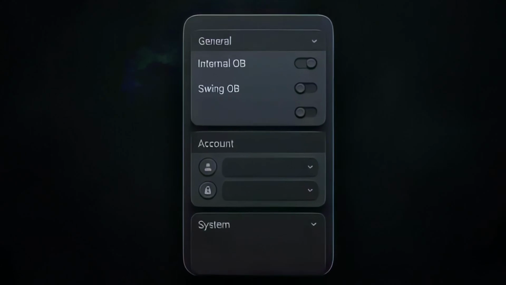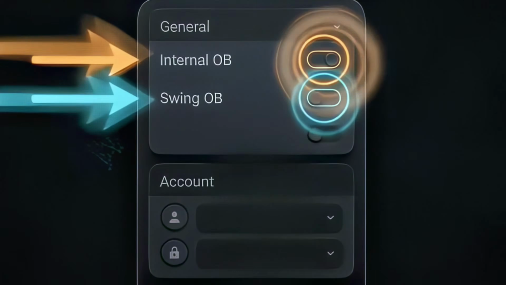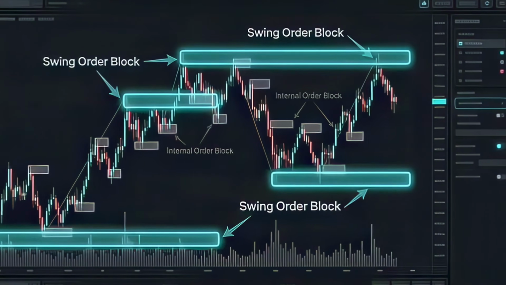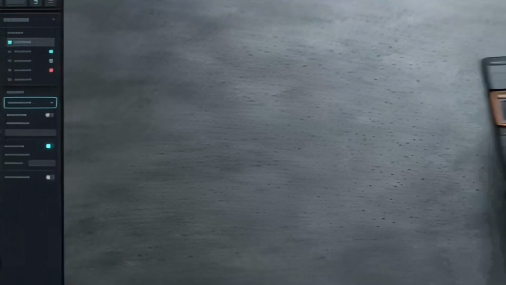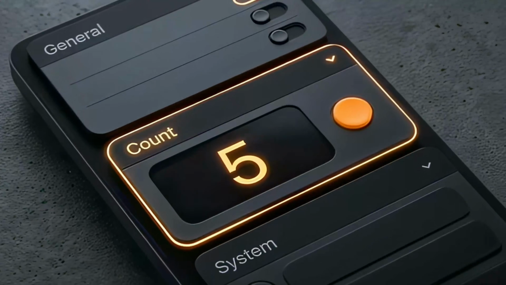Smart Money Concepts gives you internal order blocks and swing order blocks as two separate toggles, matching those two structure layers we just talked about. Swing order blocks are the bigger, more significant zones. Internal order blocks are smaller and far more numerous. You also get a count setting, which controls how many order blocks are displayed at any one time. The default is usually around 5.